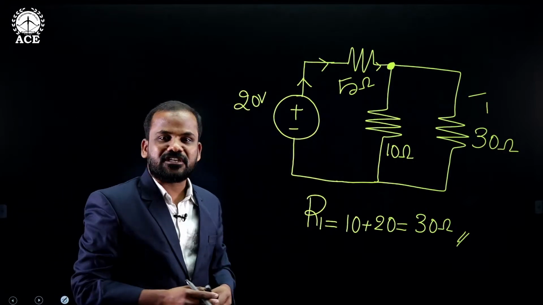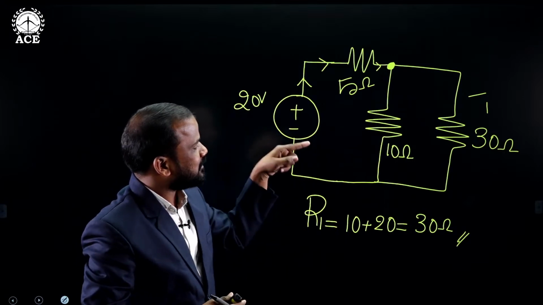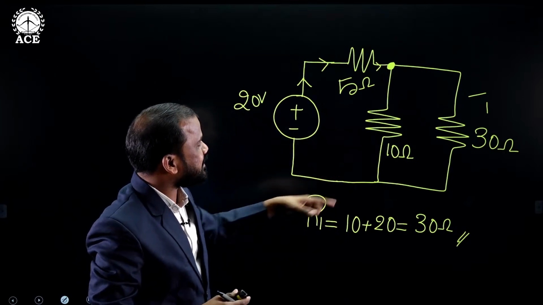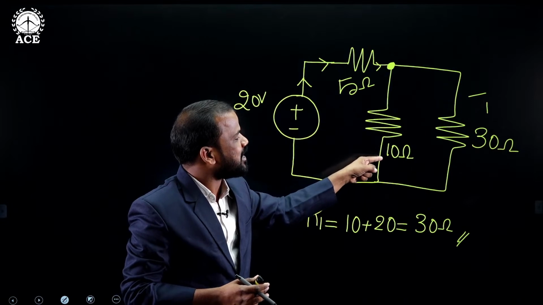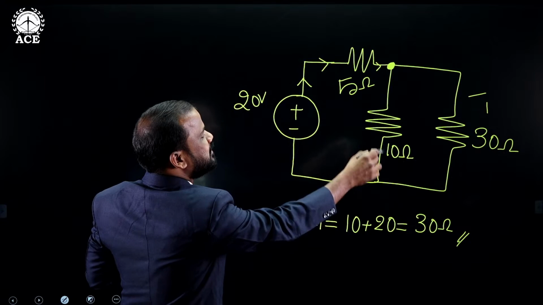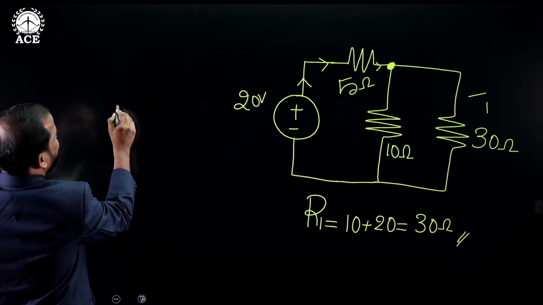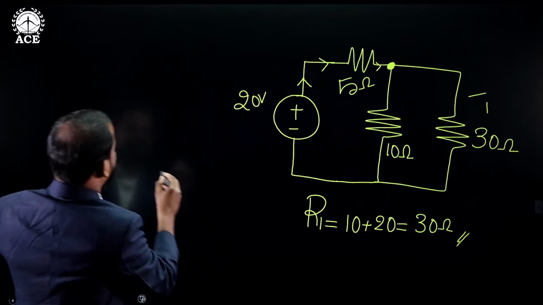Now after replacing the 30 ohms instead of the series combination of 10 and 20, that 30 ohm resistance is connected exactly in parallel with the 10 ohms. Okay. Now what we need to do? Now we need to find the resultant of this particular combination. So that is the reason why, see here, 10 and 30.